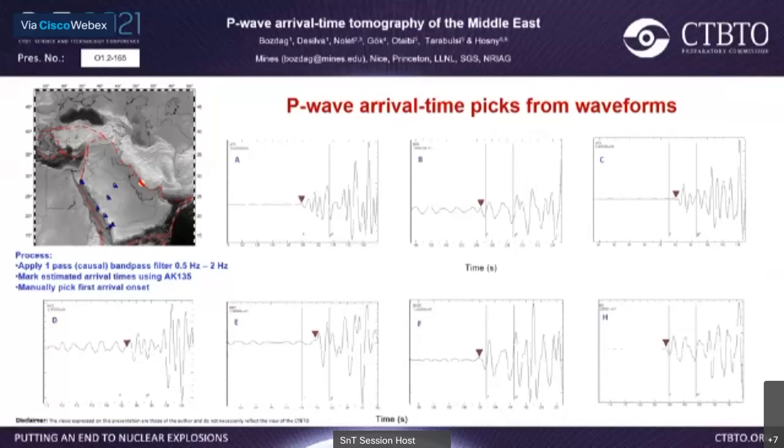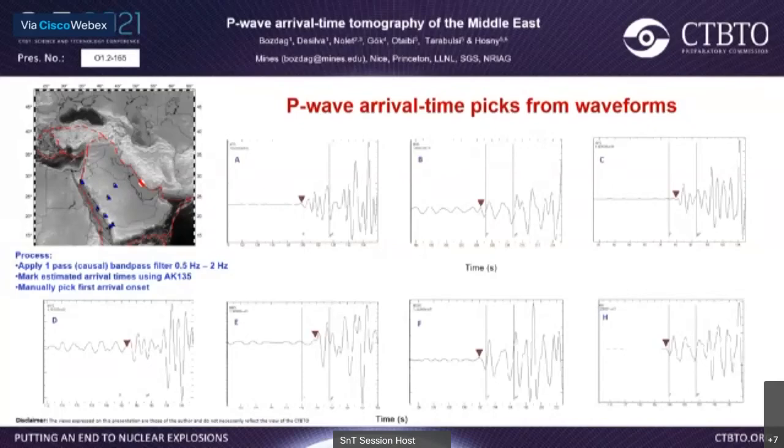Here you see sample P wave arrival time peaks for a sample event recorded by 7 stations in the region. The red triangles denote the manually picked onset times, where the estimated P wave arrival times for the radially symmetric model AK135 are also marked for reference. The waveforms are bandpass filtered between 0.5 to 2 Hz to be able to see the onset times better.